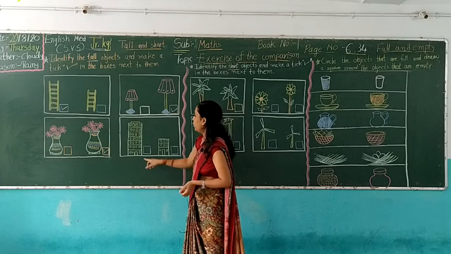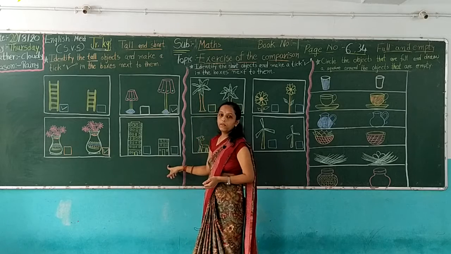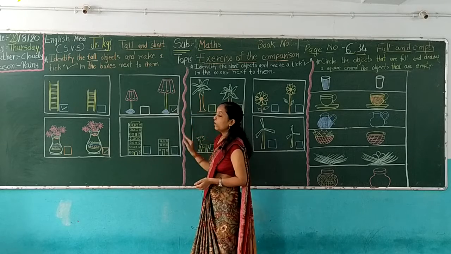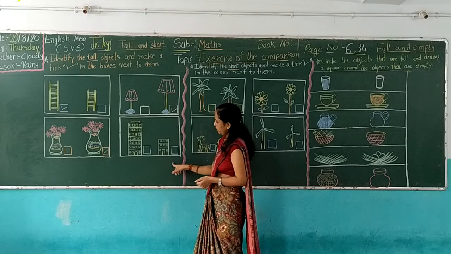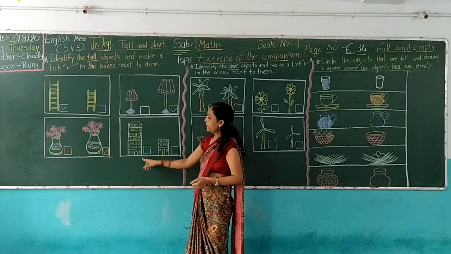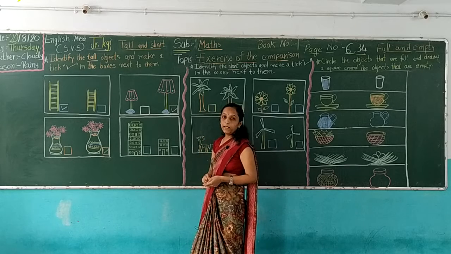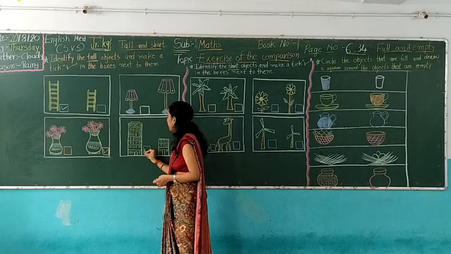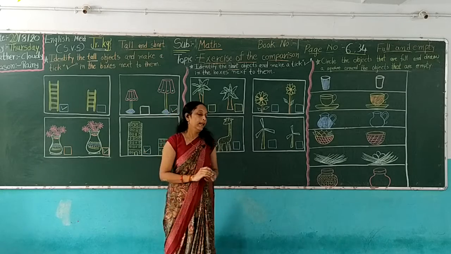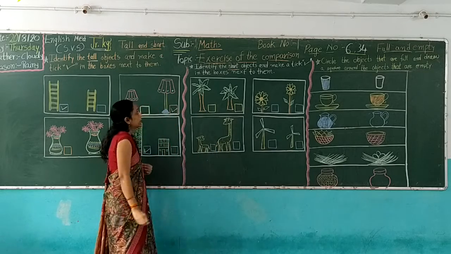And here I drawn two buildings. One is tall and other one is short. So which building is tall? This? No. This? Yes. This building is tall. So tick the right here.